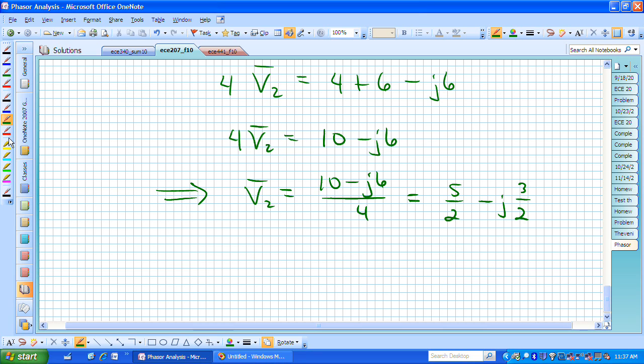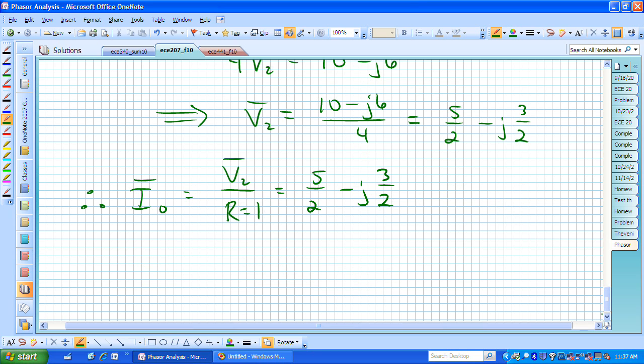But if I go back to the circuit, which I won't scroll back to, I can hopefully recall that the current that we were trying to solve for was that current coming down through that vertical resistor on the right, and that was simply V2 bar over R, where R was equal to 1. And so I naught is actually just V2, or it's this 5 halves minus j 3 halves. That's the rectangular form of my complex phasor current value going through that resistor.